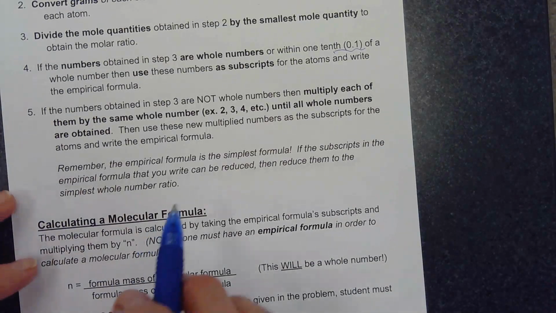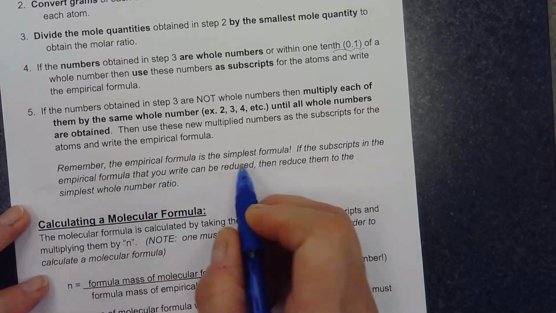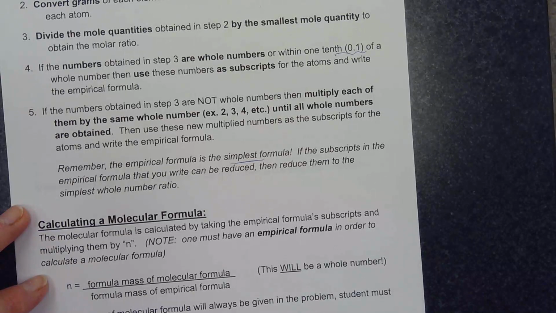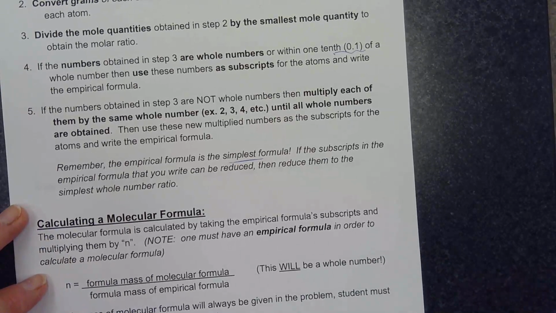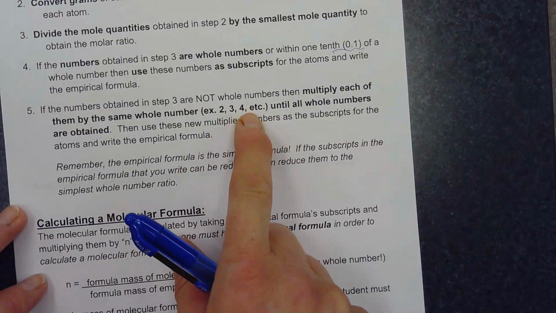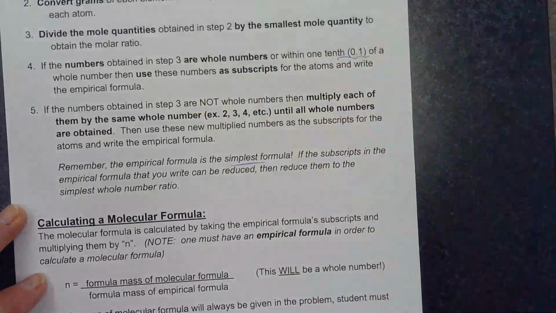All right. Remember, the empirical formula is the simplest formula. If you end up at the end of your problem and you have things that could be reduced, then you've got to reduce it. The empirical formula is the reduced. So if you multiply by a number that you shouldn't have multiplied by, and then you see, oh, those all could be simplified, then simplify. Okay?